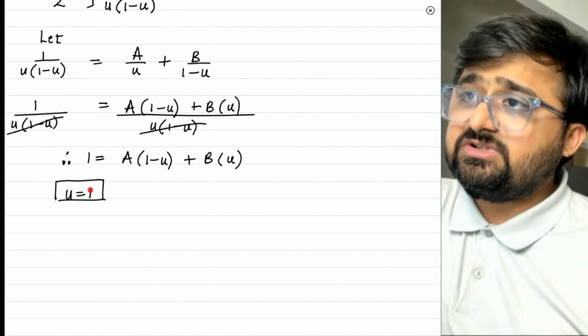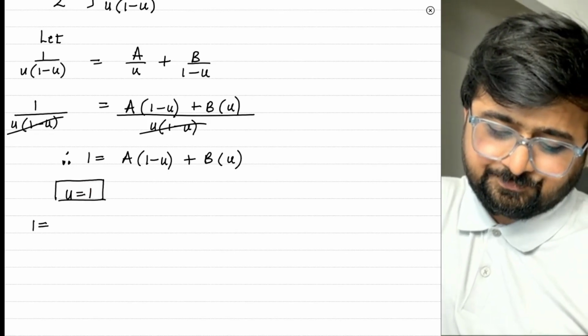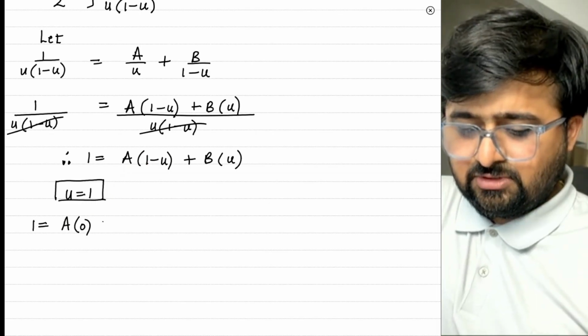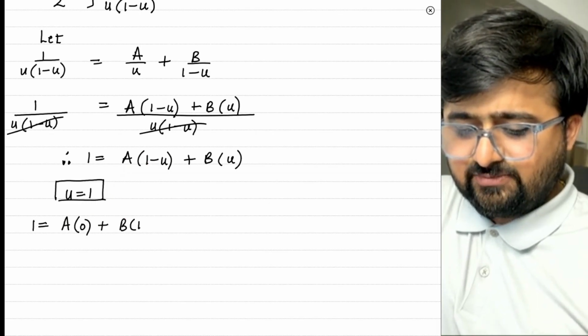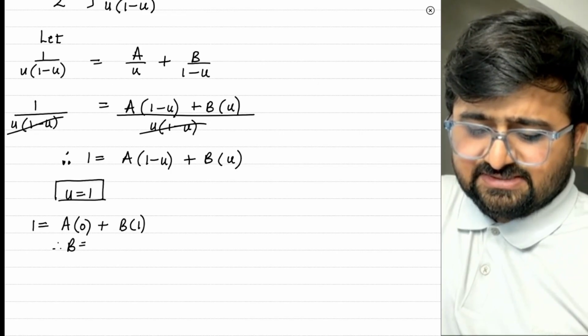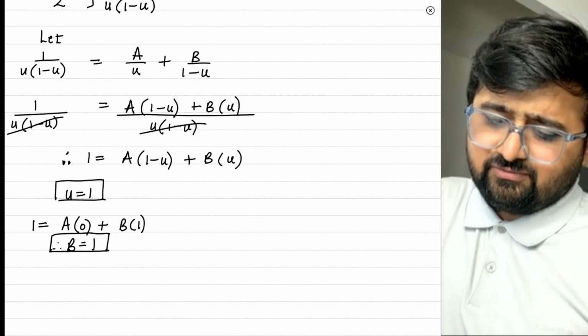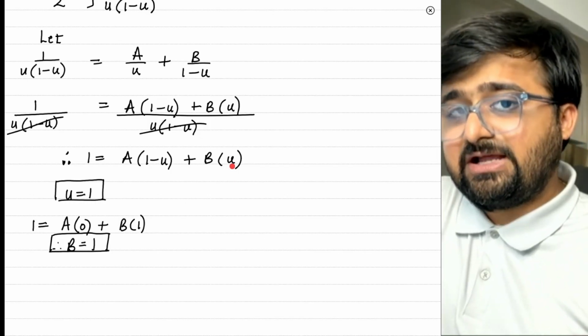So if you assume u is equal to 1, we get 1 is equal to a times (1 minus 1) which is 0, plus b times 1. So you can easily say b is equal to 1 from here. How easy was that? That finds the value of b. Now in order to find the value of a, assume some other value of u.